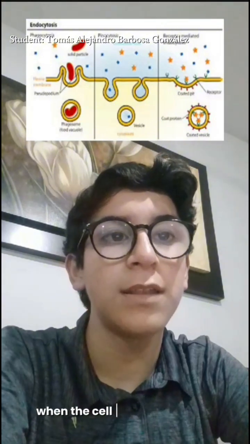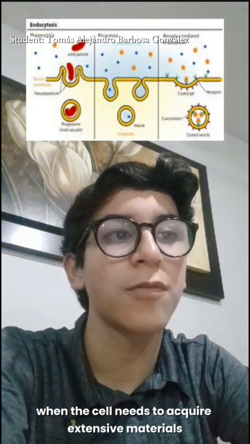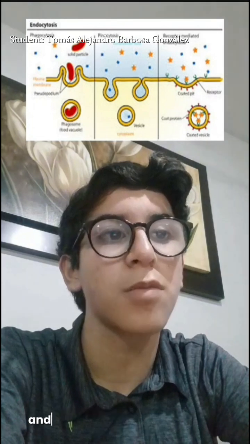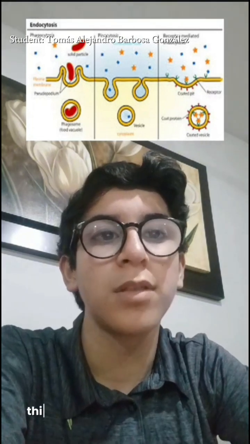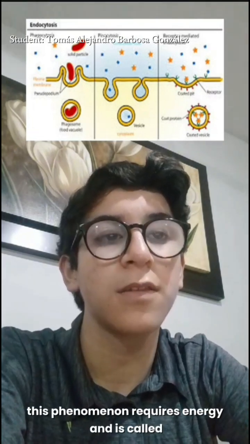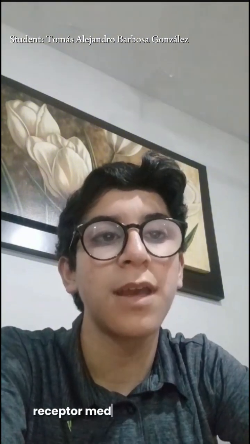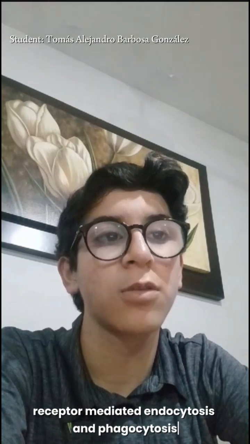Endocytosis. When the cell needs to acquire extensive materials from the cellular environment, they are engulfed by the plasma membrane and transported through vesicles. This phenomenon requires energy and is called endocytosis. Endocytosis has three types of activities: pinocytosis, receptor-mediated endocytosis, and phagocytosis.